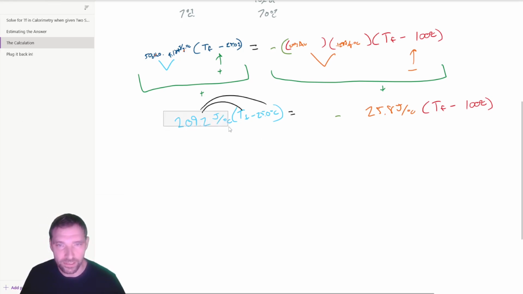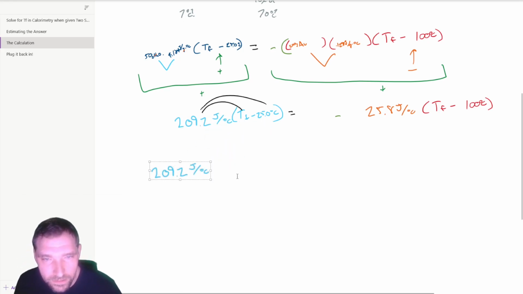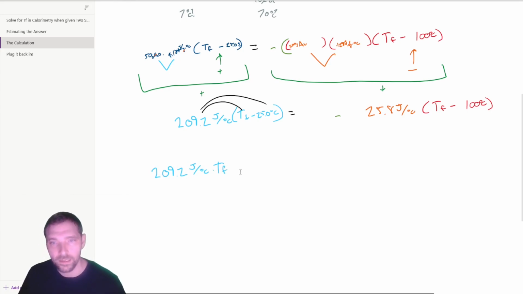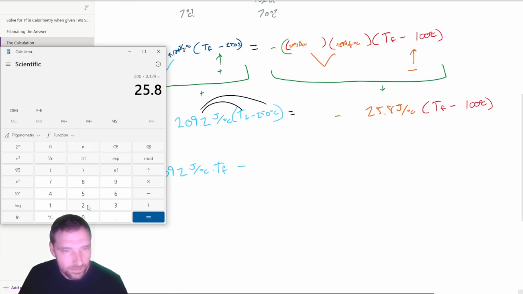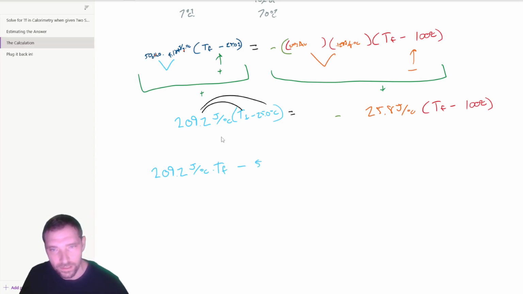So we've got the 209.2 times the temperature, the T final, minus some number. So we've got that. What's that? 209.2 times 25 degrees. So 5230. And now that I believe is just joules because the joules would have canceled out there.